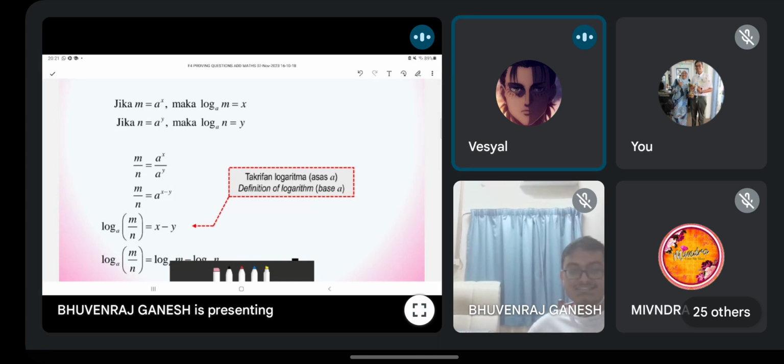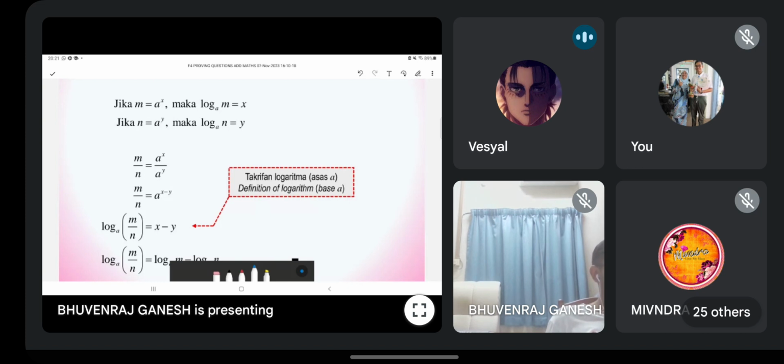Okay. So first of all, we just say m over n, and m over n is actually equal to a^x divided by a^y. And if you understand the indices rule, you will know that a^x over a^y is the same as a^(x-y). So once you see m over n equals a^(x-y), you will add a log a on both sides. So from m over n, it'll become log a (m over n).